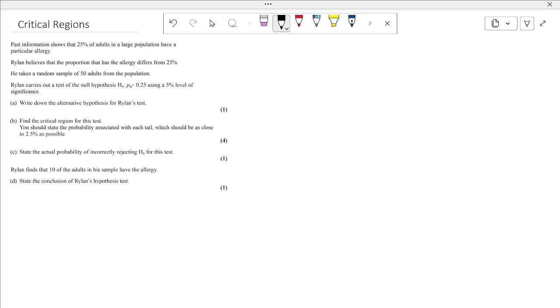Now, hypothesis testing, you're always going to have a null hypothesis. This just means your previous knowledge, your prior thinking, or just what you used to think was true, so in this case, past information. So past information shows 25% of adults have an allergy. So in this question, it actually tells you, but you'd usually have to write it down yourself. Your null hypothesis is that prior thinking, so the proportion or probability is 25%. Binomial, it will always be H0 colon P equals.